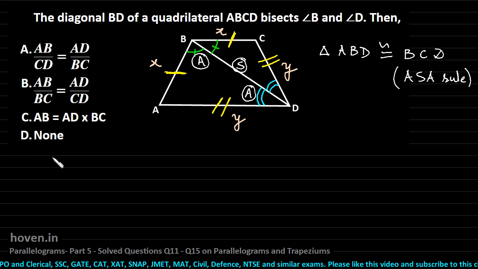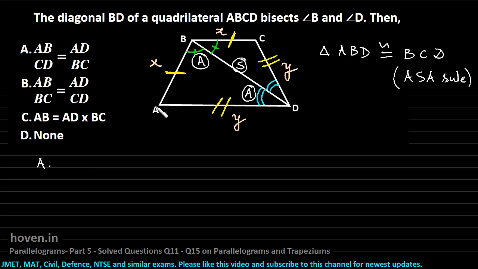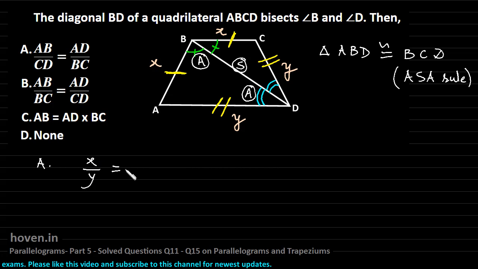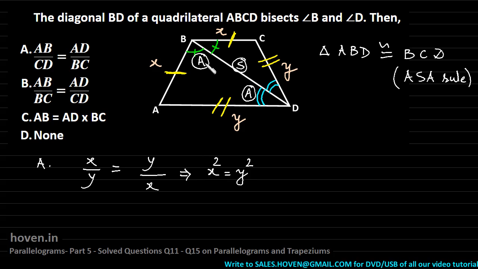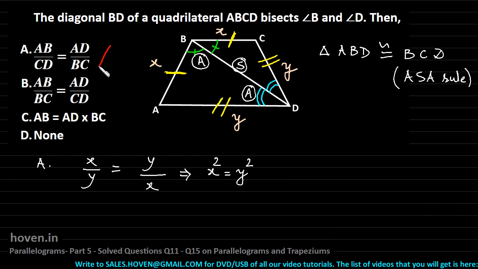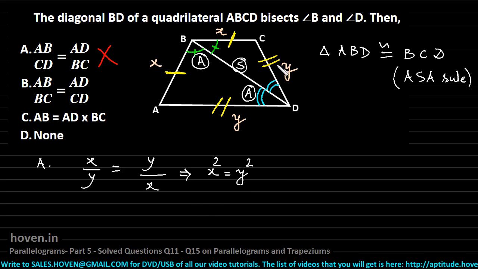What does option A say? Option A says AB by CD, that is X by Y, should be equal to AD by BC. AD is Y, so it should be equal to Y by BC. BC is X. That is, this option says X square should be equal to Y square, or it says that X should be equal to Y, which is not necessarily true, so this option will have to be ruled out. We can rule this option out, because X may not be equal to Y.